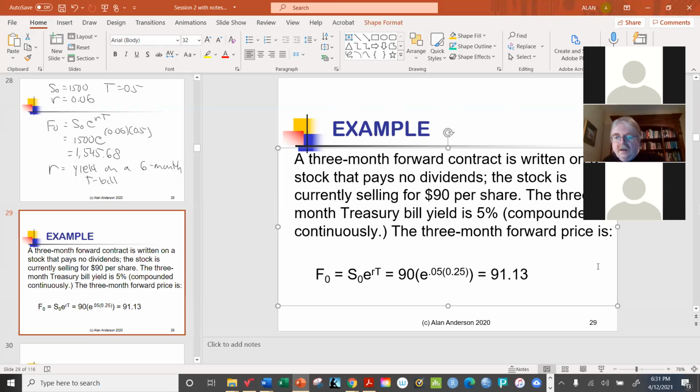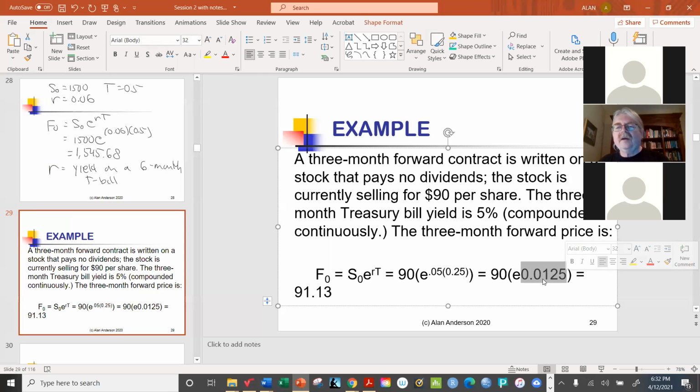So in this case, you've got 90 times e to the, let's see, let me just fill that in here. The exponent, when you multiply 0.05 times 0.25, is 0.0125. Okay, I'll turn that into an exponent right now.